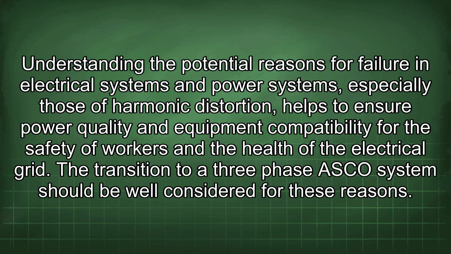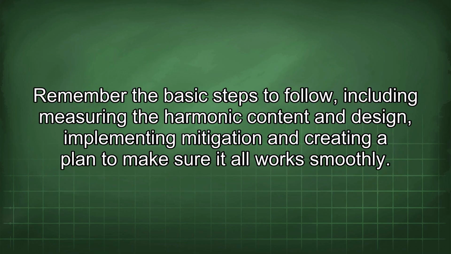Understanding the potential reasons for failure in electrical systems and power systems, especially those of harmonic distortion, helps to ensure power quality and equipment compatibility for the safety of workers and the health of the electrical grid. The transition to a three-phase ASCO system should be well considered for these reasons. Remember the basic steps to follow, including measuring the harmonic content and design, implementing mitigation, and creating a plan to make sure it all works smoothly.